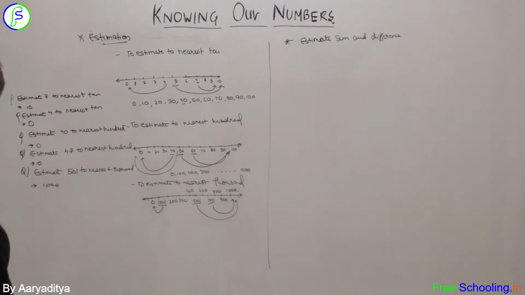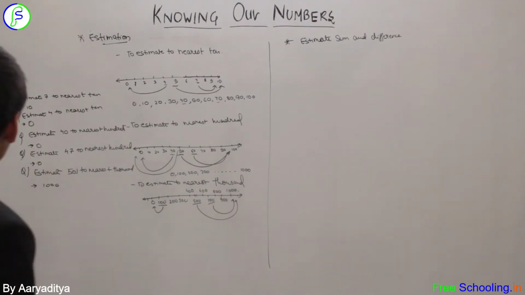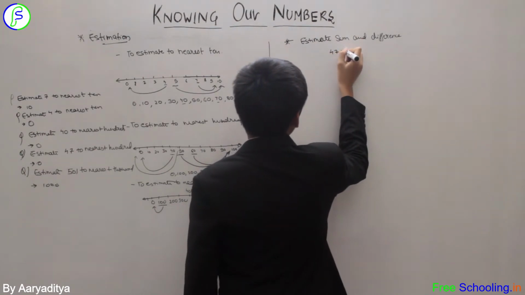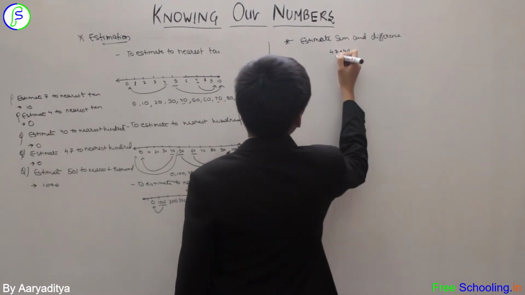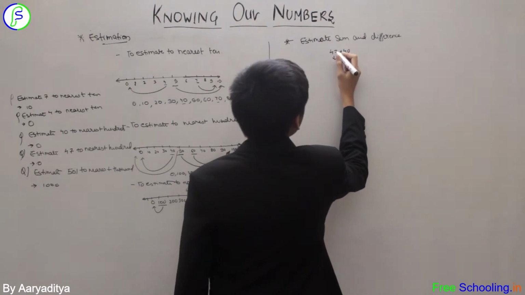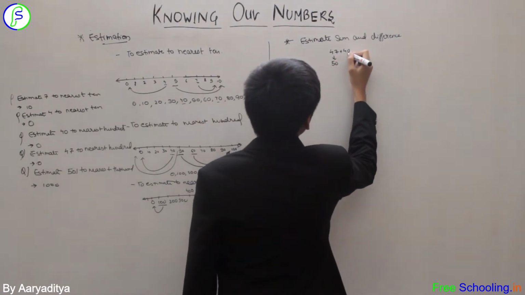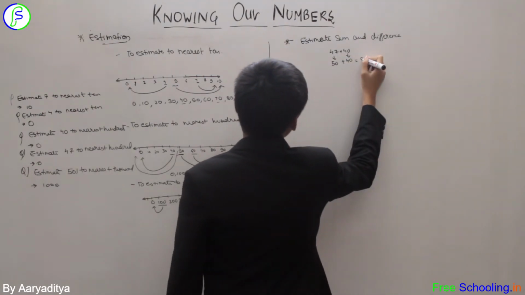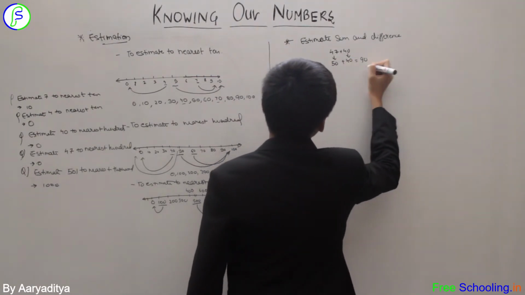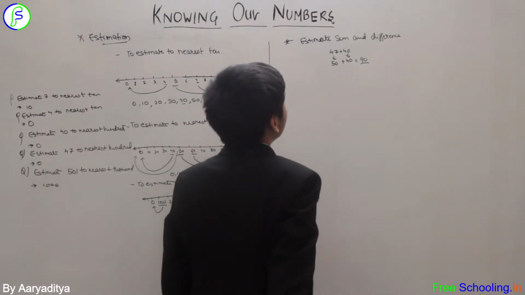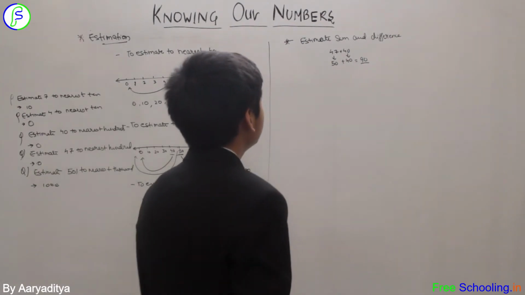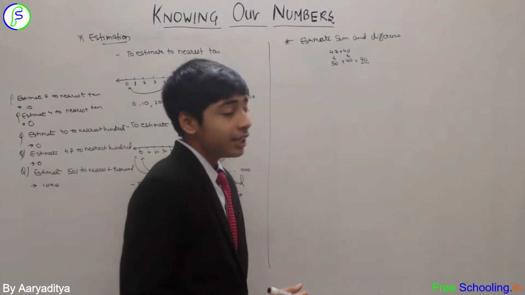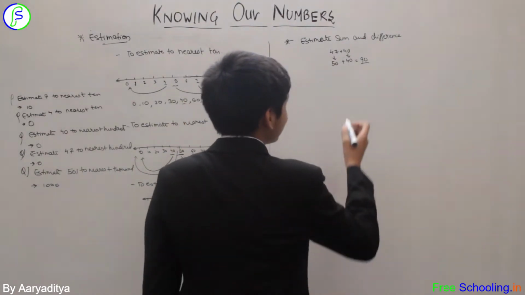Suppose I take 47 plus 40, what will be the estimated value for this one? 47, estimating to the nearest tens, we get 50, and 40 is already estimated, so we write it as 40. Adding this up, what do we get? 4 plus 5, 9, 0 as it is. So we get 90. Now, we need to verify in sum and difference whether the answer is correct or not.